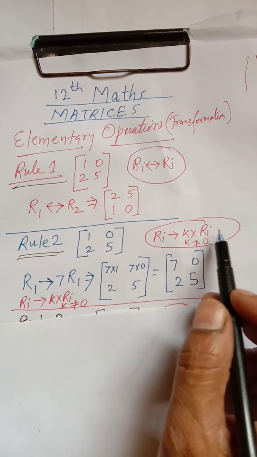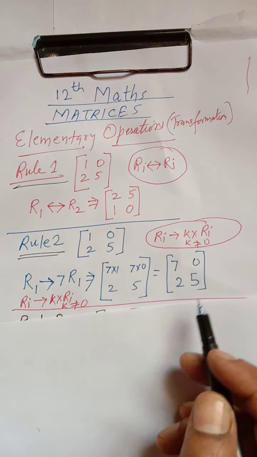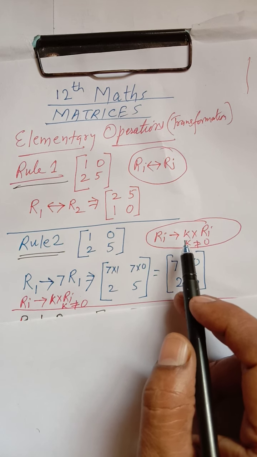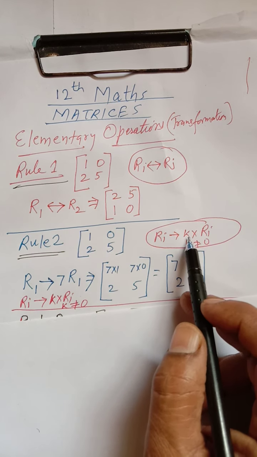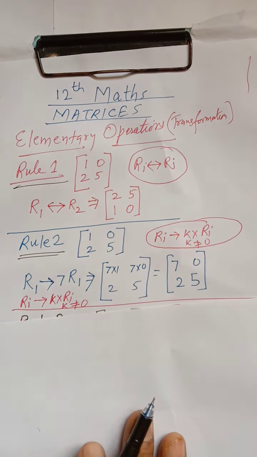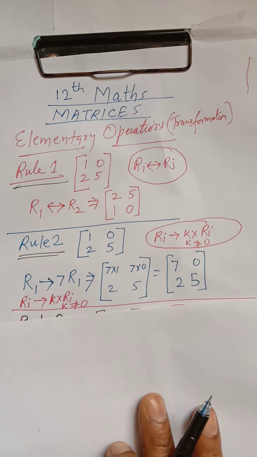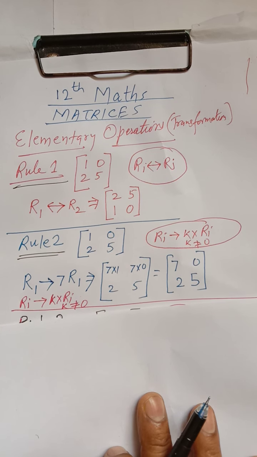This is rule number 2. This is the standard form, or you can say general form. This is operated on columns also. If you write Ci and here you write k into Ci, k not equal to 0, no problem. Whatever we are learning for rows is true for columns also. If you are using rows, it is called row transformation or row operations. And if you are operating on columns, you will call it column operations.